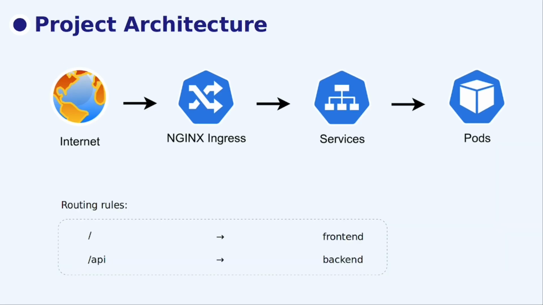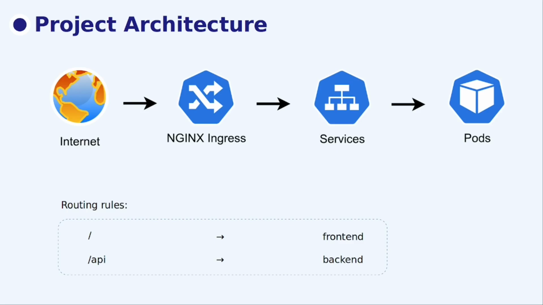Project architecture. Now let's look at the architecture of the project we will build. Our system contains two microservices. The first service is the Frontend, which provides the user interface of the website. The second service is the Backend API, which contains the business logic and returns data. Both services run inside Kubernetes as deployments and pods. However, instead of exposing them directly, we place an NGINX Ingress Controller in front of them. The Ingress Controller receives all external traffic from the internet and routes it based on URL path.